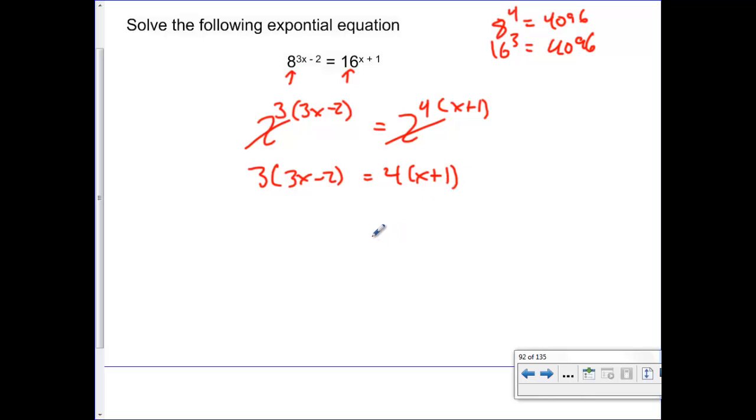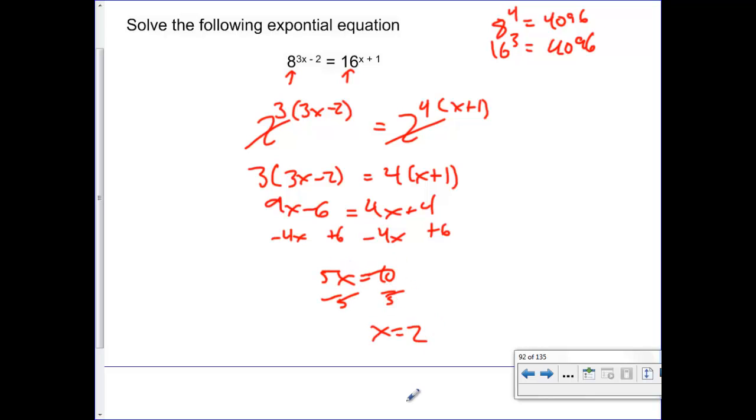and now FOIL and simplify. So 9x minus 6, 4x plus 4, and then what did I do? I minused 4 from both sides. I added 6. So I got 5x equals 10 and divided by 5. Does that make sense?